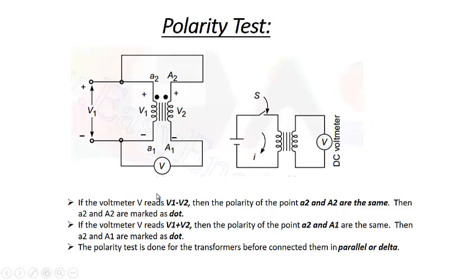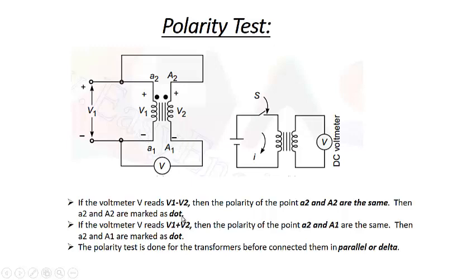Similarly, for the other case, if the voltage measurement is equal to V1 plus V2, then this has to be reversed. That means positive would have been here. So if we have assumed the dot to be here, the other dot will be here when the measured voltage is V1 plus V2.